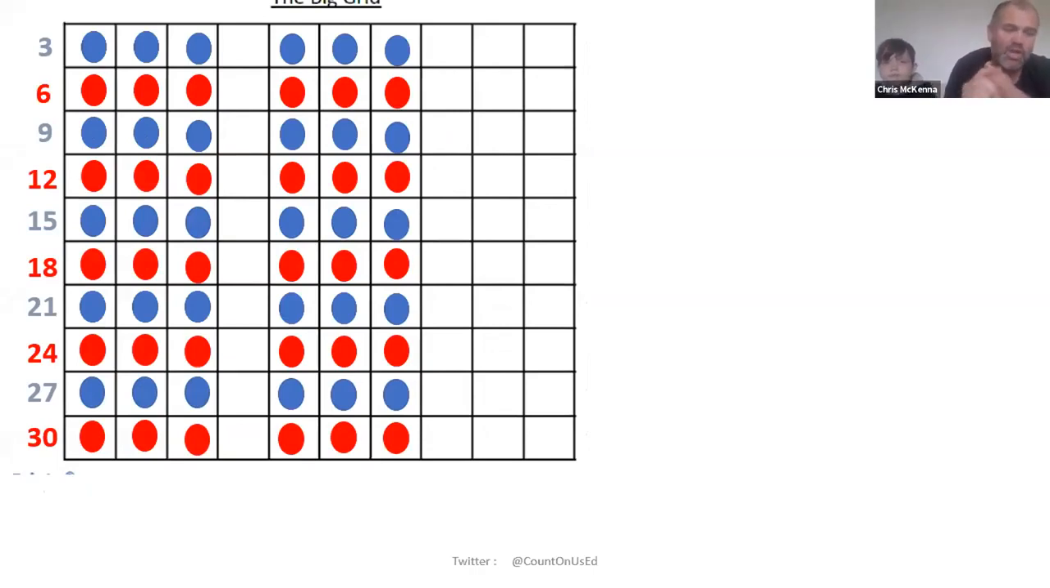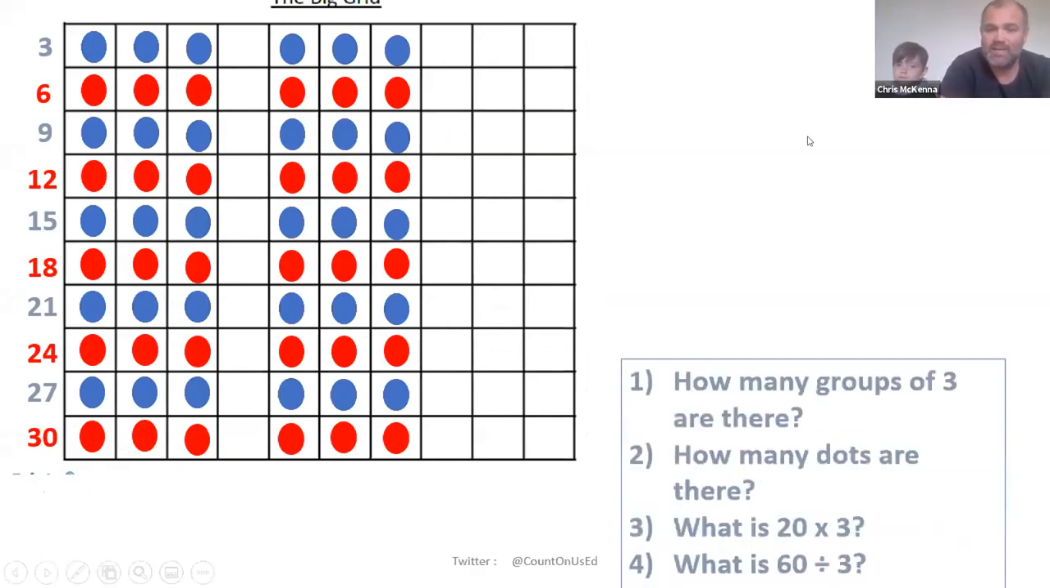How many groups of 3? Now listen to the question. How many groups of 3 are there? Austin, how many groups of 3 are there? 20. 20 groups of 3. How many dots is that? 60. So we can say 20 groups of 3 equals 60, or 20 times 3 equals 60.